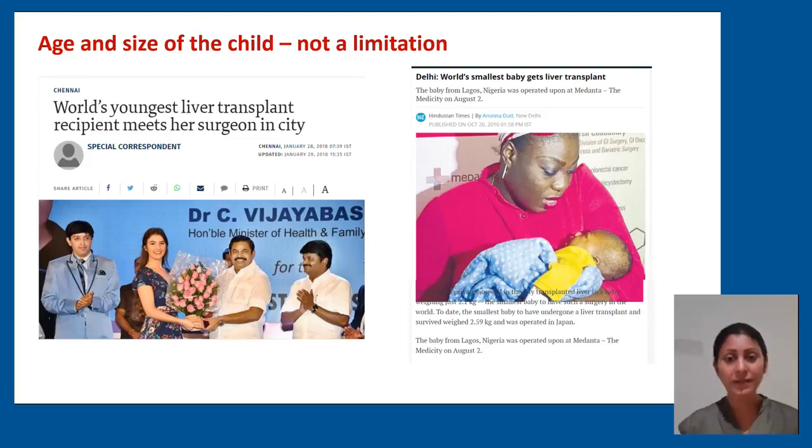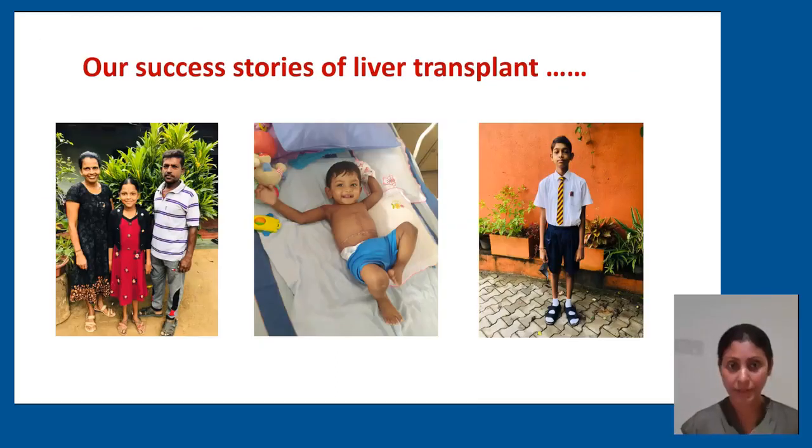And the second one in the middle is the youngest successful transplant we did as a team, a 1-year-old child who had acute liver failure. Thirdly, this is a child with Wilson disease who had decompensated chronic liver disease, the most recent success story, and he's back to school after liver transplant. This picture was taken 3 months after the transplant.